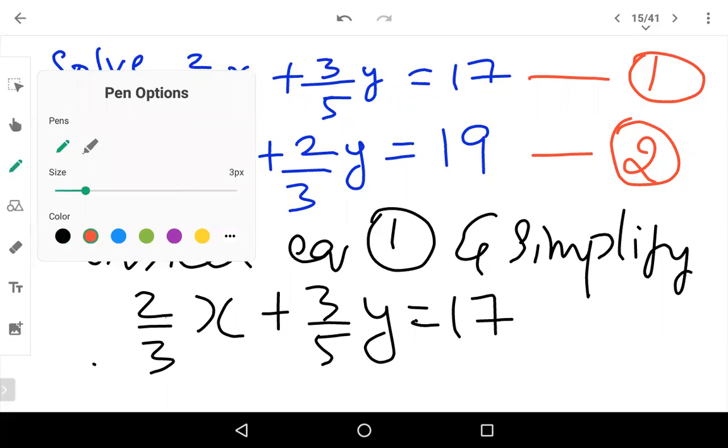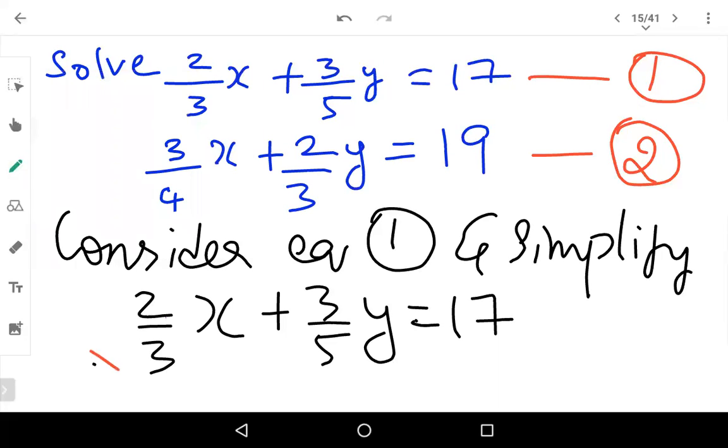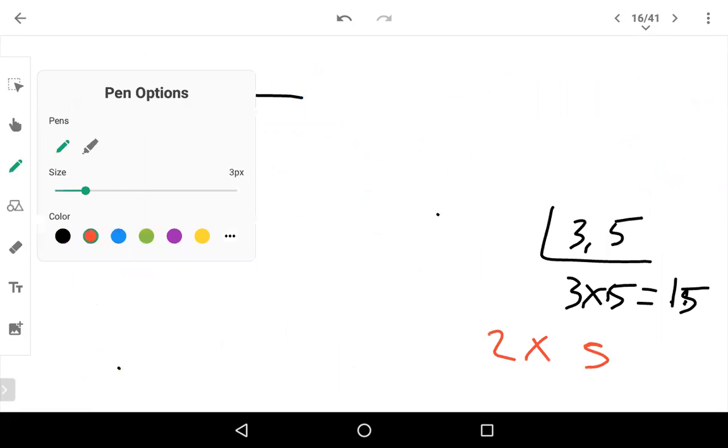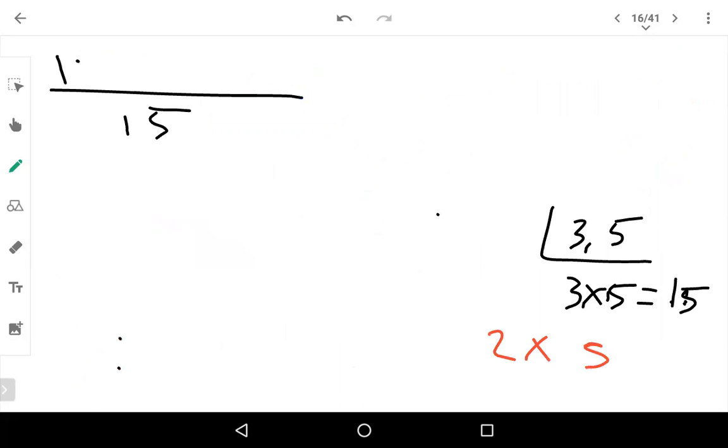For the numerator, 3 fives are 15, so the numerator also should be multiplied with 5 here. And on the other side, 5 threes are 15, so the numerator also should be multiplied with 3. So that is what we will do. 3 fives are 15. So what is the numerator? 2 into 5, 2 fives are 10. 10x will be your first expression.